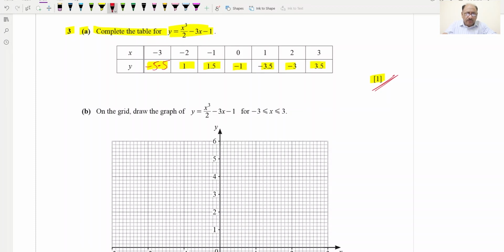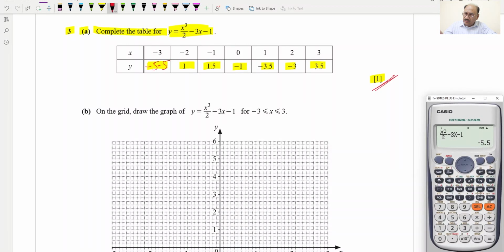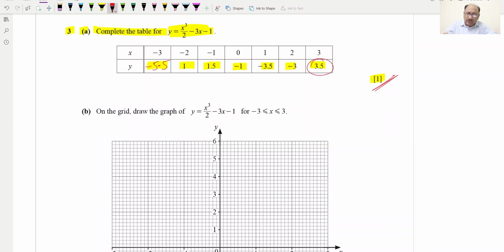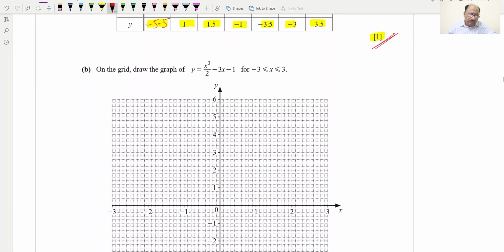If you have more values, for example for the same equation, if you have to calculate for 3 also, press calculate again and enter 3, so this will give you 7/2, which is 3.5, which is the same value over here. So you can find any number of values for the equation once you have written this in the calculator.